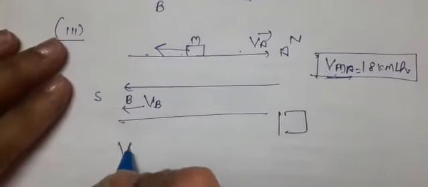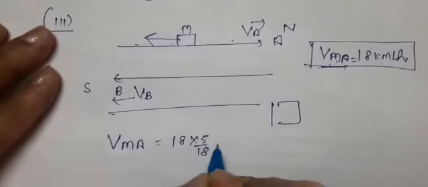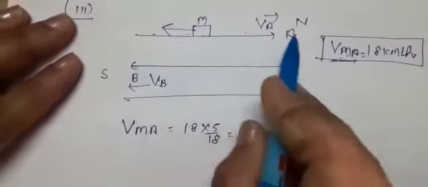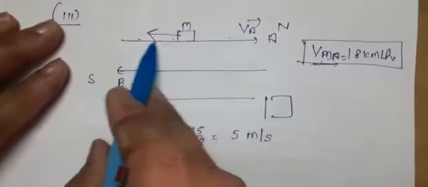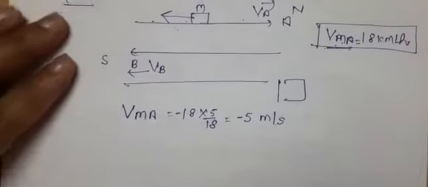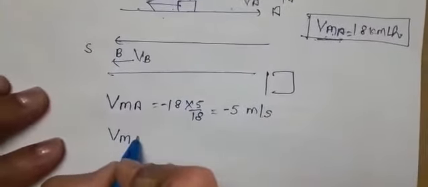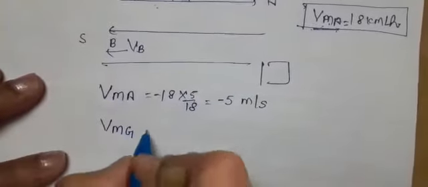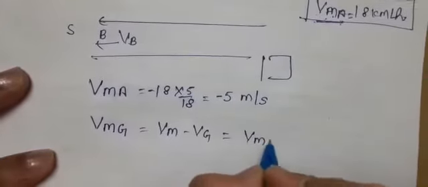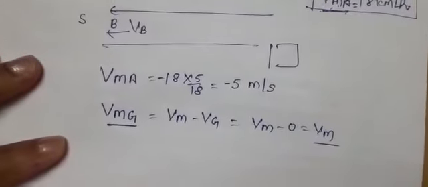First of all, the velocity of monkey with respect to A is given in kilometer per hour. I am converting it into meter per second. This will be 5 meter per second. Another point is the sign convention: we have taken the north direction to be positive. The monkey is moving in the opposite direction, so it will be negative, as per the convention we are taking. Now we have to calculate the velocity of monkey with respect to the person on the ground. We can take it as G. Why? Because the person is on the ground and the ground is at rest. So we can take it as Vm minus 0, that is Vm.